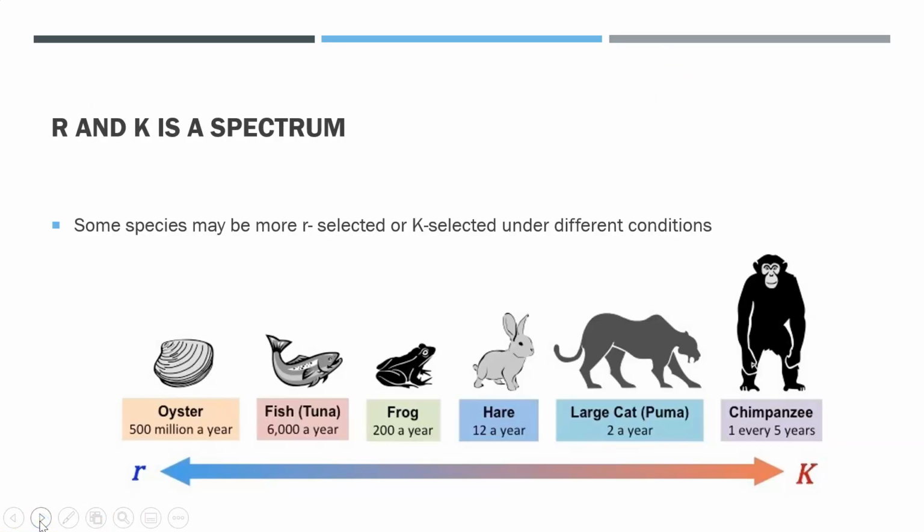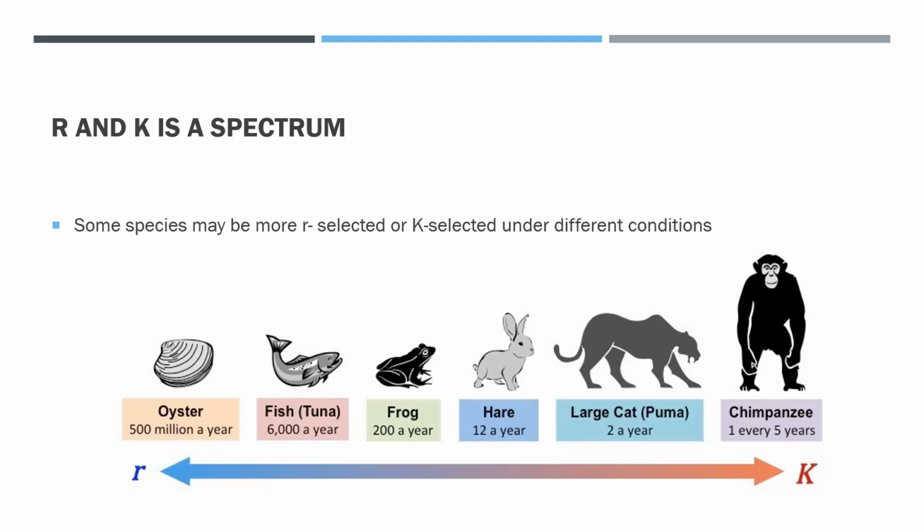But don't think of this as an either or. You're not either an R or a K, it's a spectrum. Some species could be more R or more K, and it may depend on the conditions, it may depend on the part of the life cycle that they're in, but generally we can describe species as being more R or more K species. An example of this would be a sea turtle.